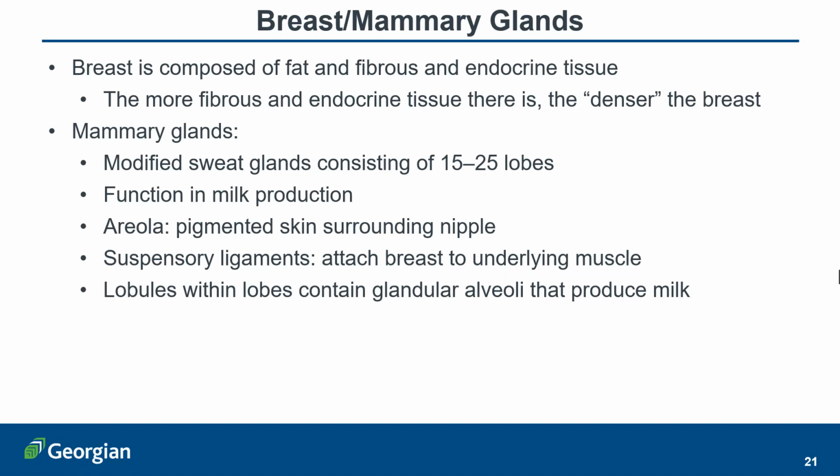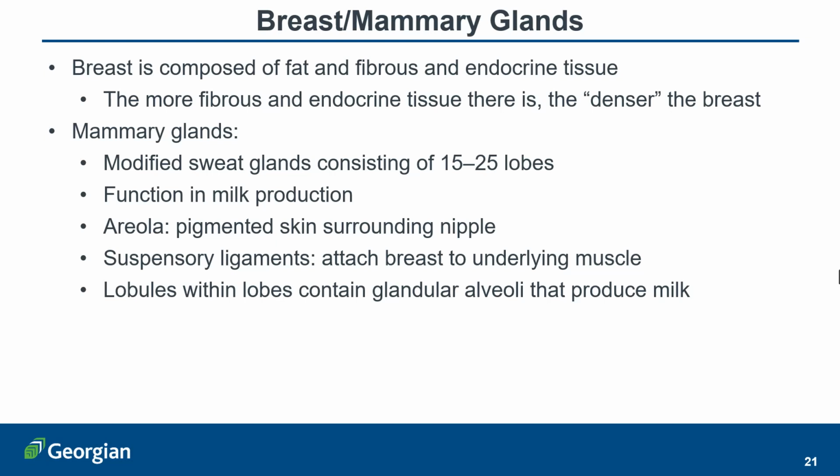Let's move on to discuss the breast or the mammary glands. The breast itself is composed mainly of fat, but it also consists of fibrous and endocrine tissue. You might have heard of the term denser breast, especially in the context of mammography that is more difficult in denser breasts. When we say denser breast, it means that the breast has more fibrous and endocrine tissue as opposed to fatty tissue. The mammary glands that produce the milk are modified sweat glands consisting of 15 to 25 lobes.